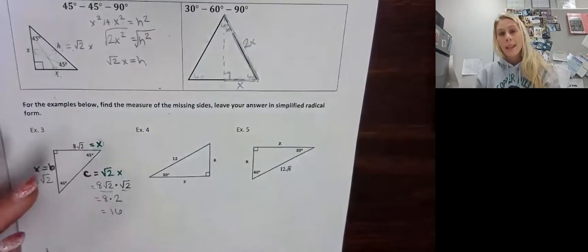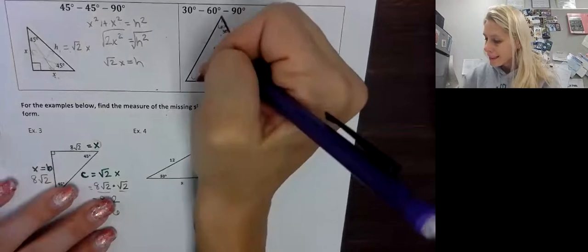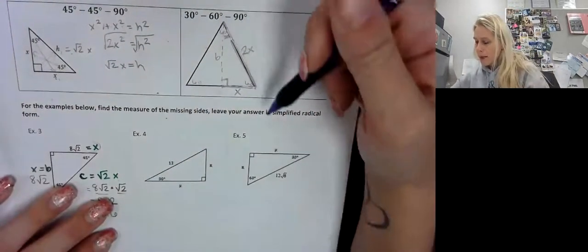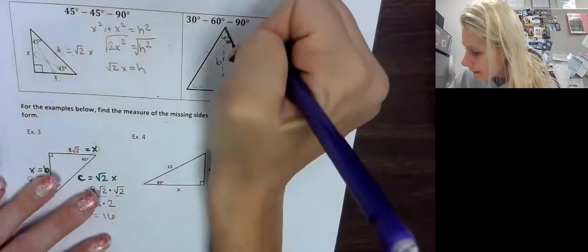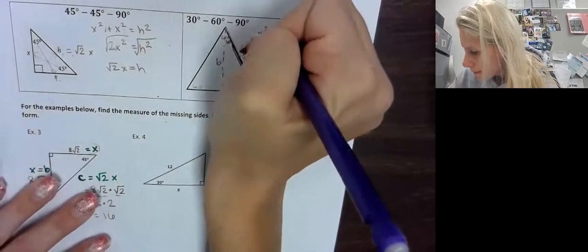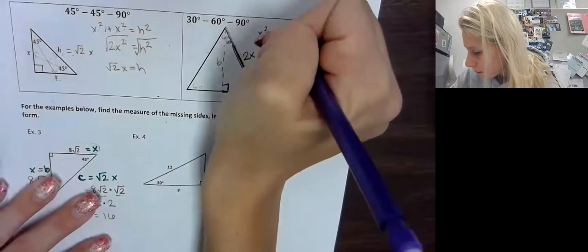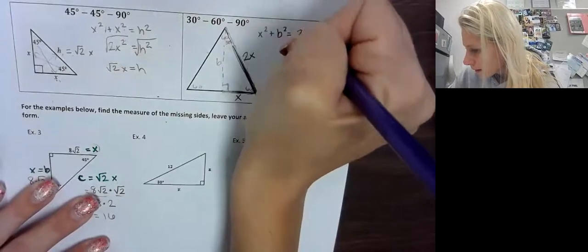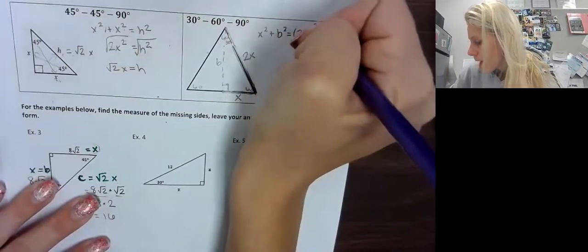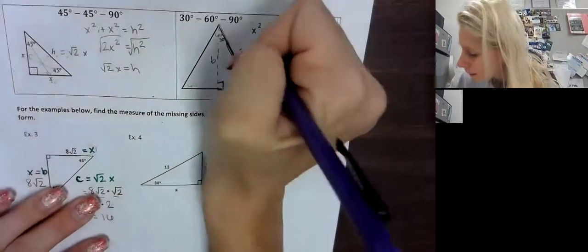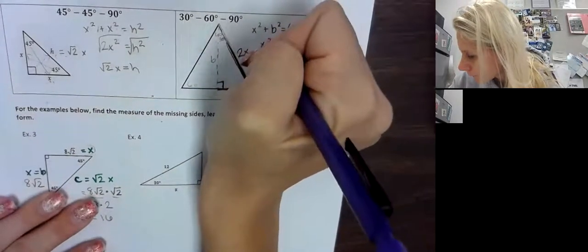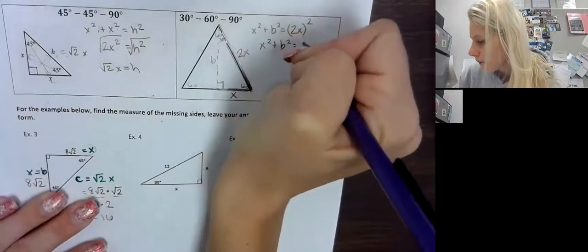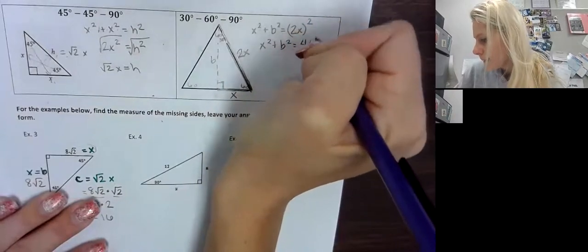Again, we're going to use the Pythagorean theorem. This is, let's say, side B, because remember, H is the hypotenuse. So I get X squared plus B squared equals 2X. And don't forget, it's squared. So let me square that 2X first, which gives me 4X squared.